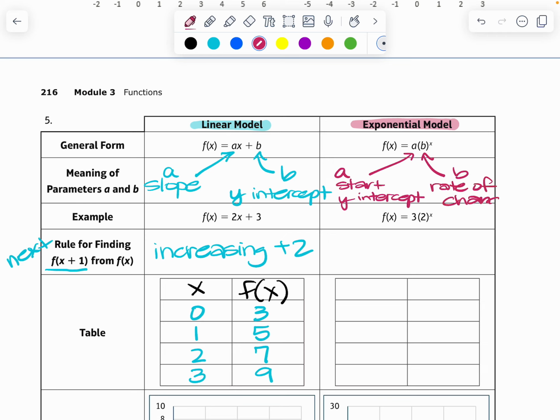What's another word for rate of change? It's slope if it's a line, right? Okay. So let's look at the example they have. They have f of x equals 3 times 2 to the x, all right? The 3 would be where it intersects the y-axis, our y-intercept, and 2 would be our rate of change.